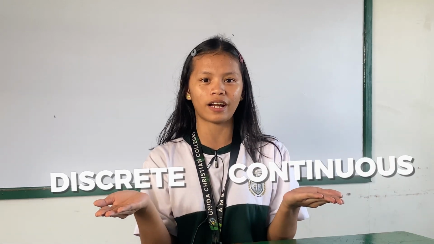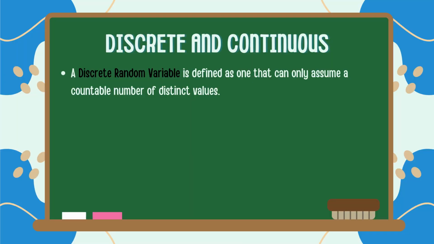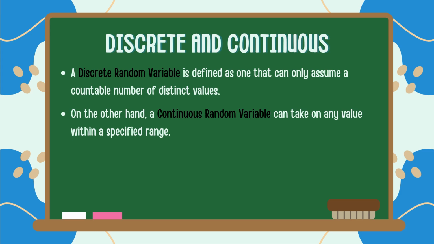There are two categories of random variables: discrete random variables and continuous random variables. A discrete random variable is defined as one that can only assume a countable number of distinct values. On the other hand, a continuous random variable can take on any value within a specified range.